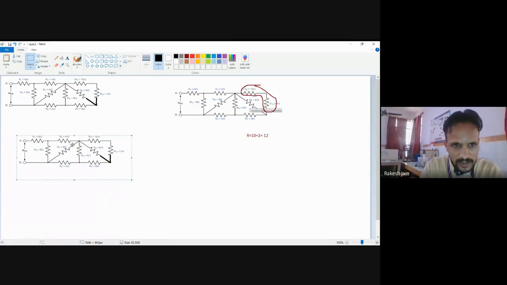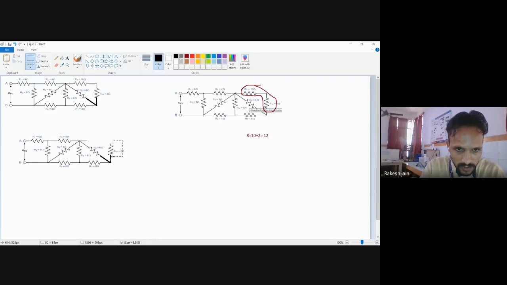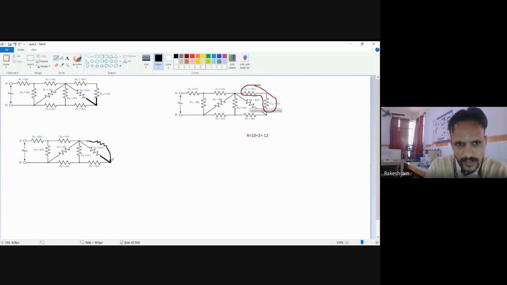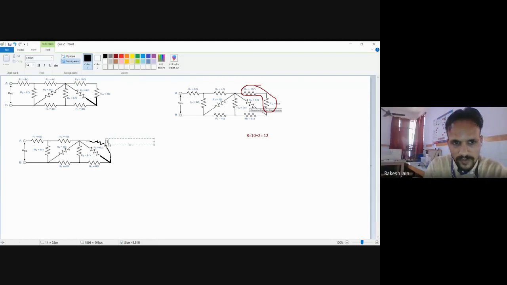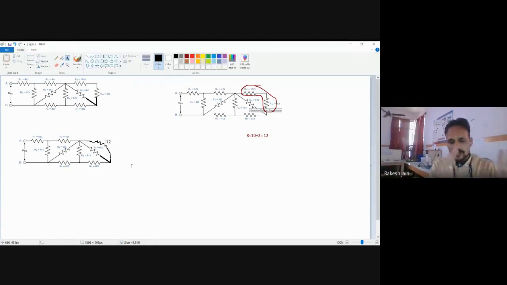Now the question is not this one. Now this 10 ohm and 2 ohm will be replaced by a single resistor. This 10 ohm will be removed, this 2 ohm will be removed, and instead of these two resistances, only one resistance will be there, because both are solved now. Okay, and what is the value? The value is the sum of 10 and 2, that is 12 ohm, which I just found. Now your question will be changed into this one.